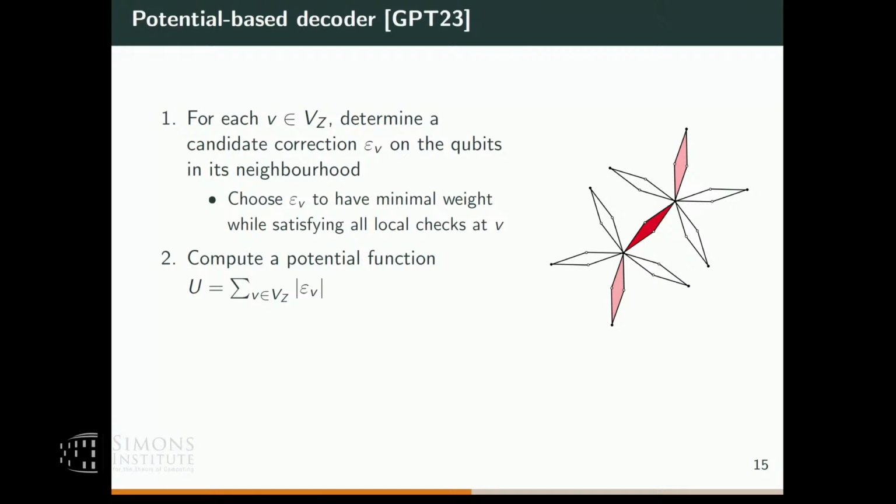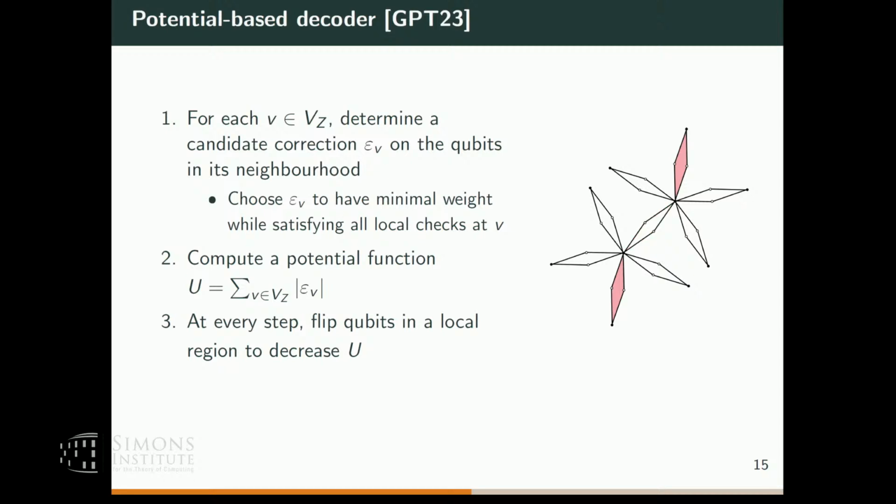Okay. So in the main part of the algorithm, we're going to be flipping qubits in some local regions in order to decrease this potential function. In the example that I've illustrated, we could flip this middle qubit, and that would help satisfy the checks of this vertex and also this vertex. So that would end up decreasing the potential function by 2. So we would want to make that particular flip.